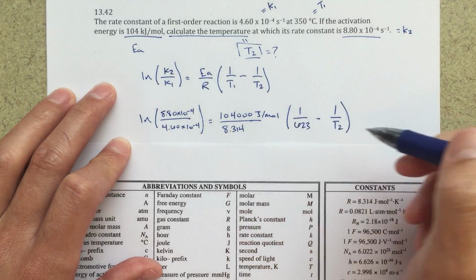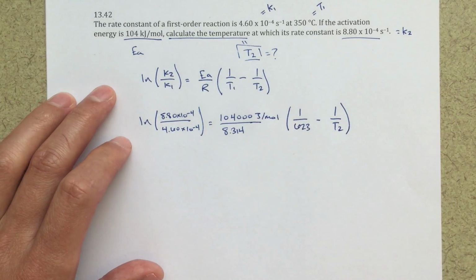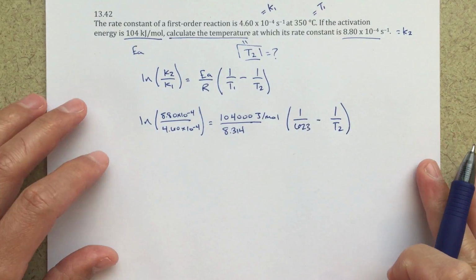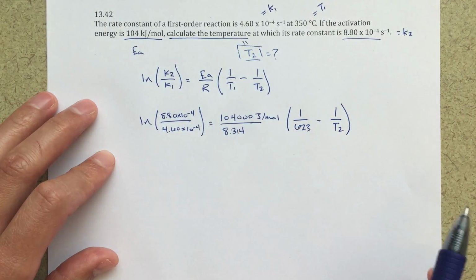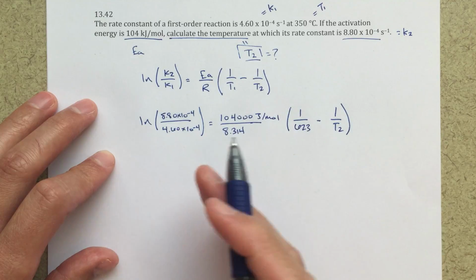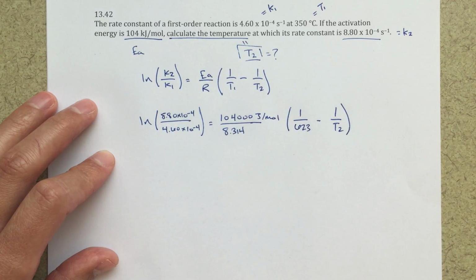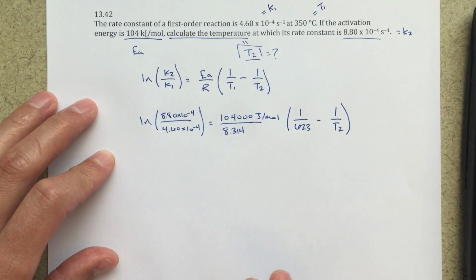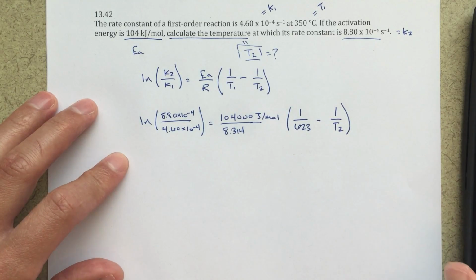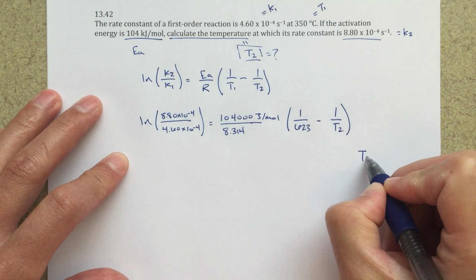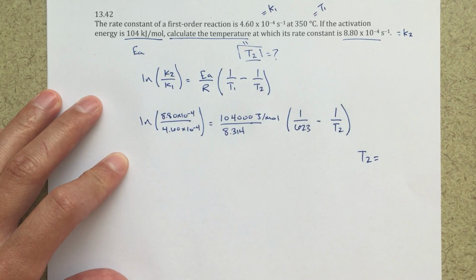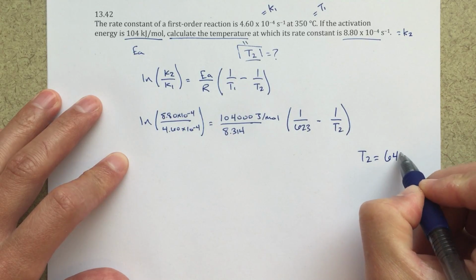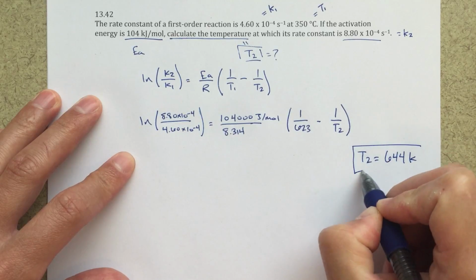So now I've got one big equation and only one unknown. The setup for this problem is just figuring out what all these different pieces are, plugging them in, and then doing a whole bunch of math to get to a final answer. When you see this and you're asked to solve for T2, it can be a little bit daunting. So what I'm going to do is tell you the answer. T2 is equal to 644 Kelvin. That is the proper answer.